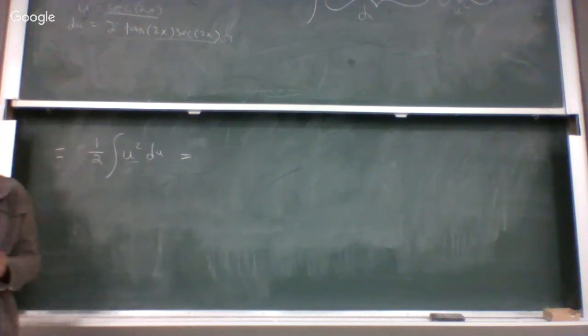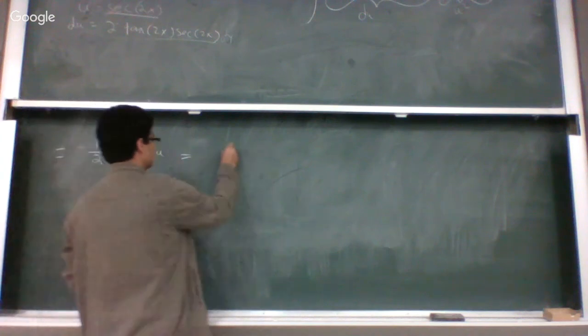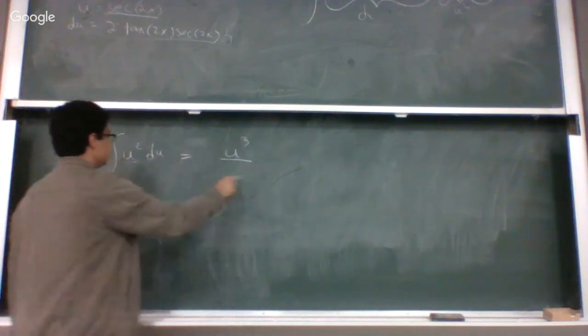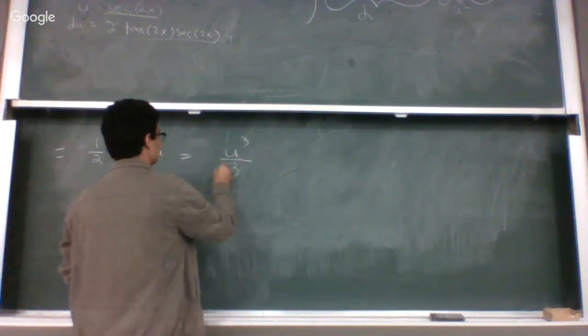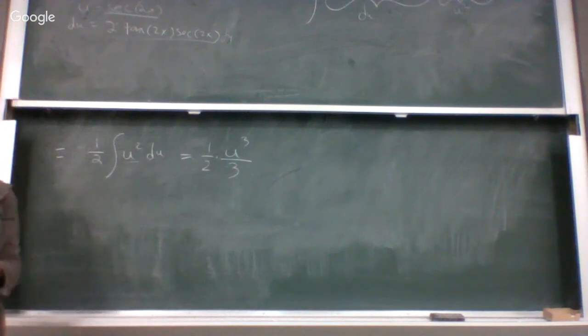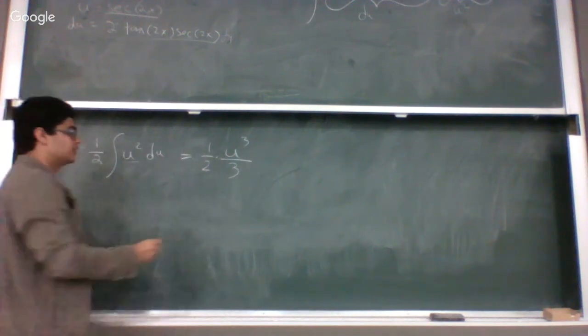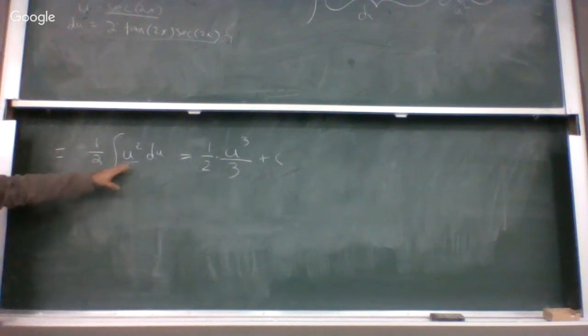What's the integral of u squared? It's u cubed. What's in the denominator? Oh, 3. And that whole thing is being multiplied by 1/2. Plus c. Don't think of anything else.